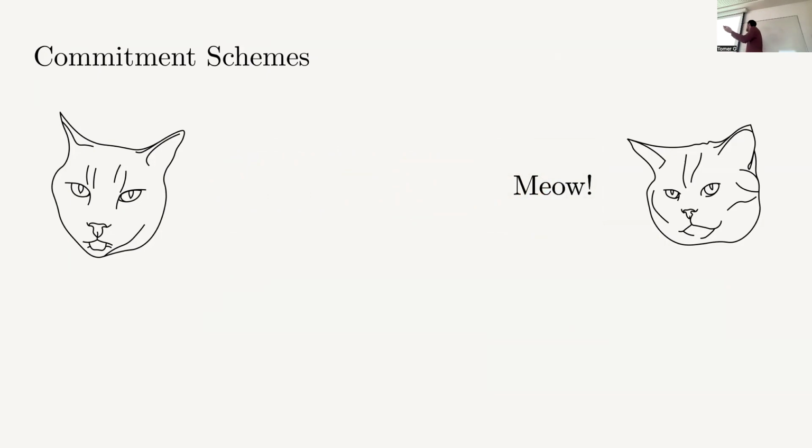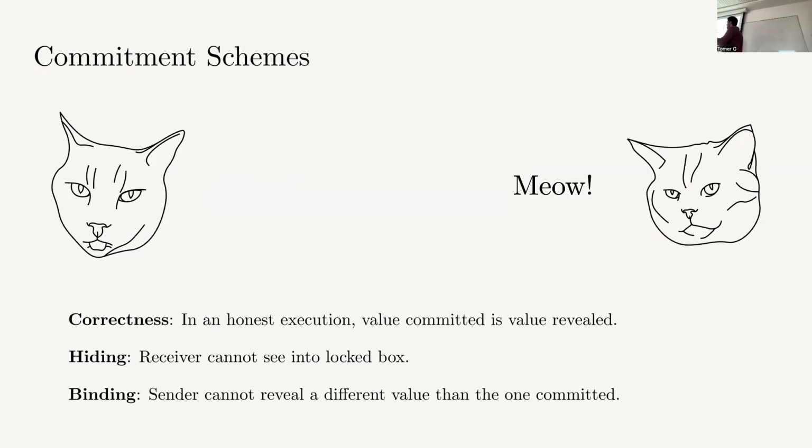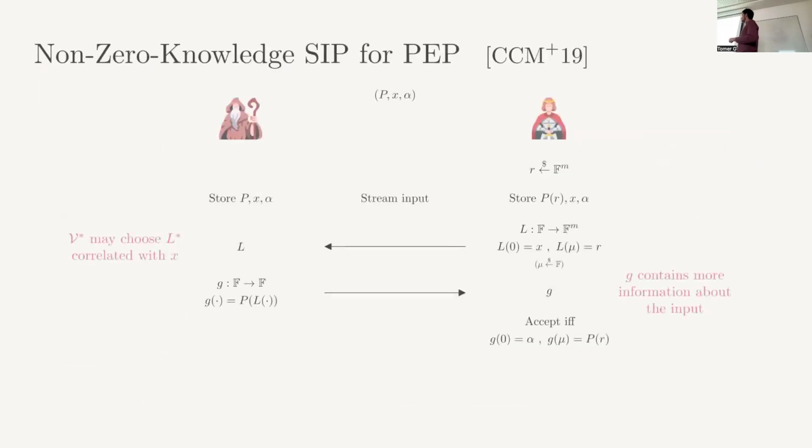Okay, we want 3 very natural things from this. First, correctness means that if everybody is honest, then the message that the sender sent would be the message that the receiver got. Hiding means that before the receiver gets the key, he has absolutely no idea what message is hiding inside the box. And binding means that once the sender sent the locked box, even if it really wants to, it can't open the box to a different message. Okay, that's a very natural idea, and hopefully that's clear. So let's go back to the protocol and see how we use commitments in order to make this zero knowledge.